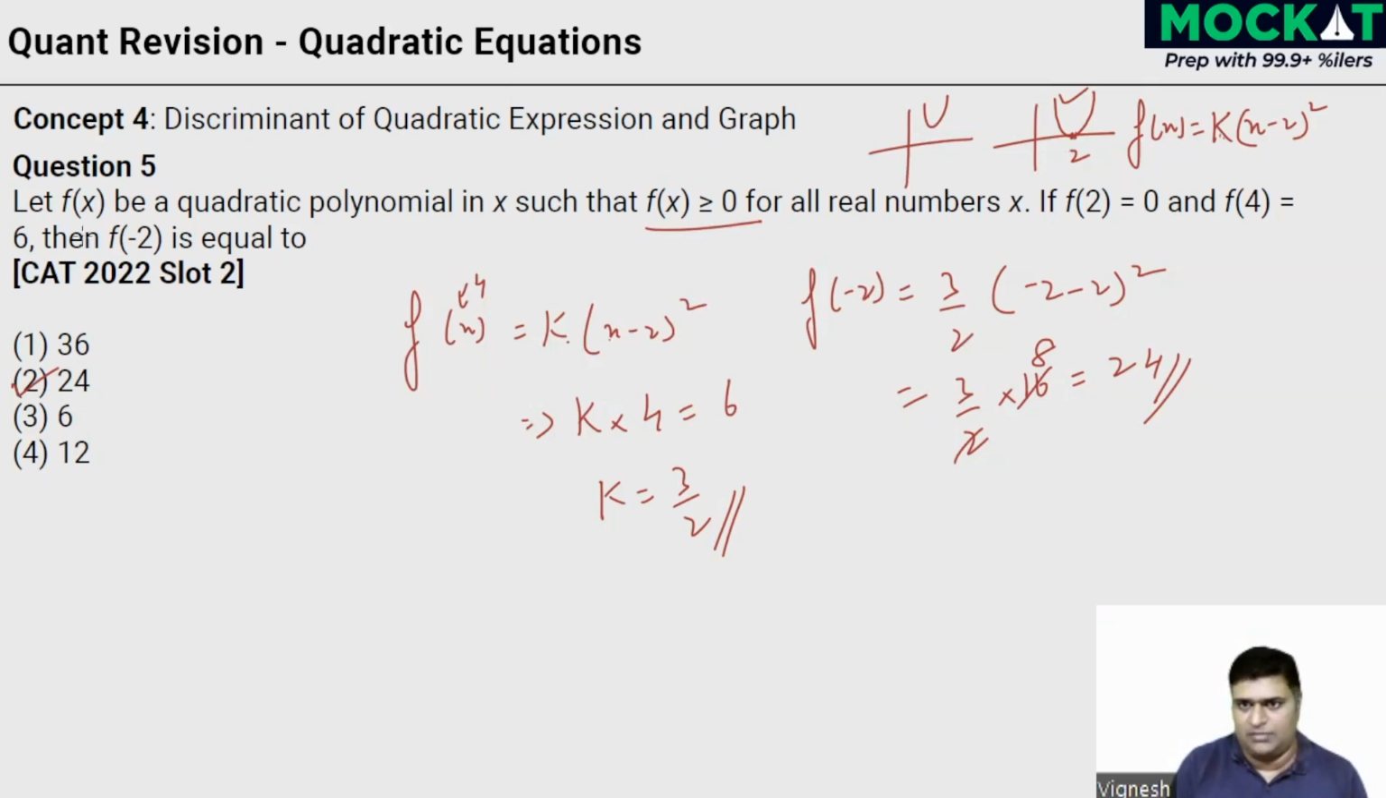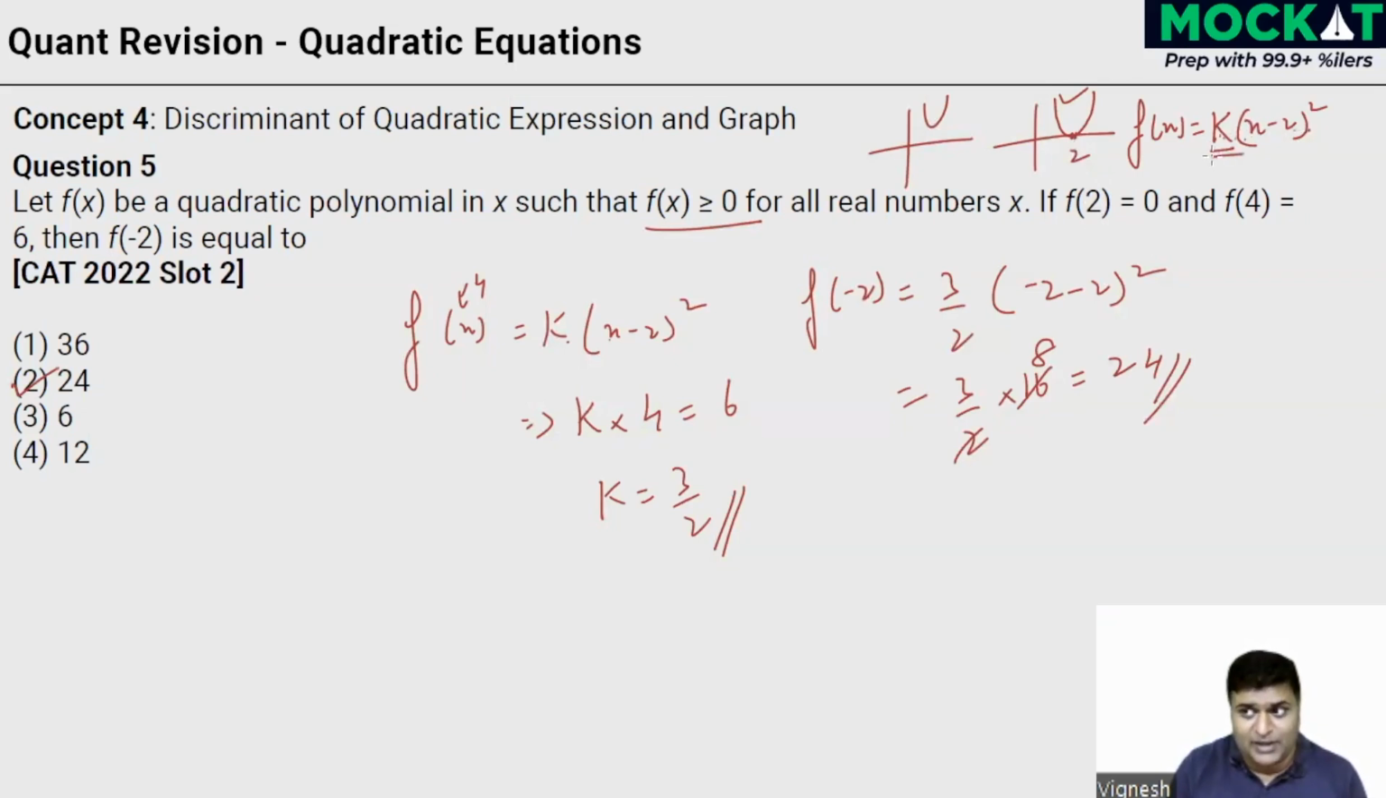Heavy conceptual. We need to observe these. f of x is greater than equal to 0, and at one point it becomes 0, right? Otherwise, it's only greater than. That means that one point is the only root. That means there are two roots and both are equal, and it's 2. So x minus 2 whole square.